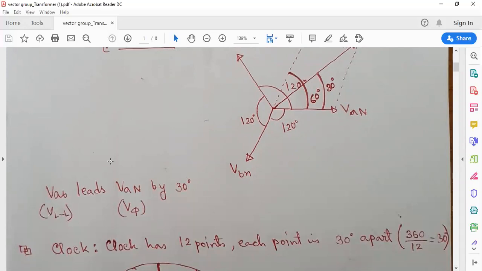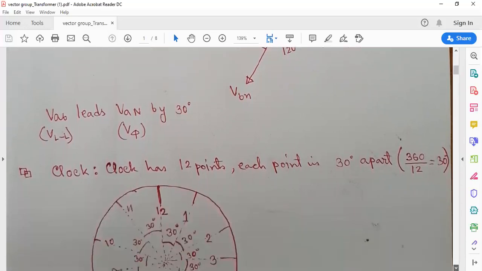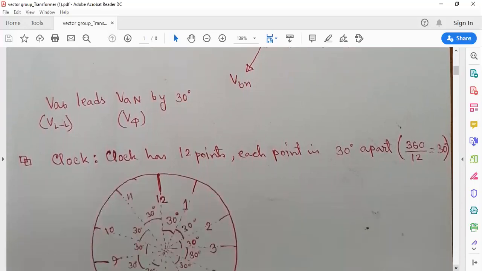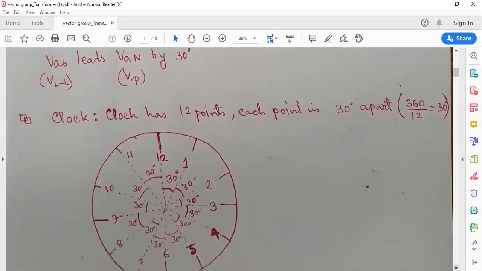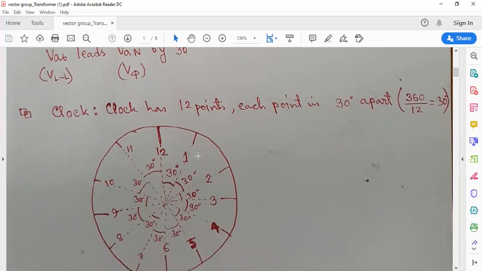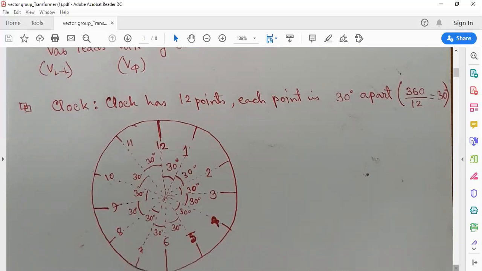I have written it here again. Now, another thing we need to know to go through this class is about the clock. A clock has 12 hours indicated. This is the picture of a clock, like 12, then 1, 2, 3, 4, 5, 6, 7, 8, 9, 10, 11, 12. We are familiar with this idea.